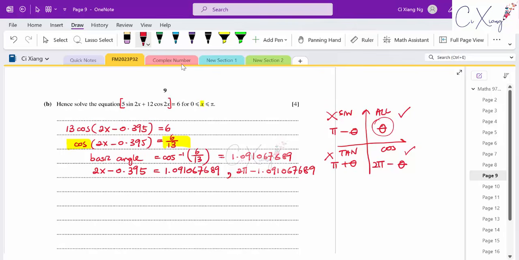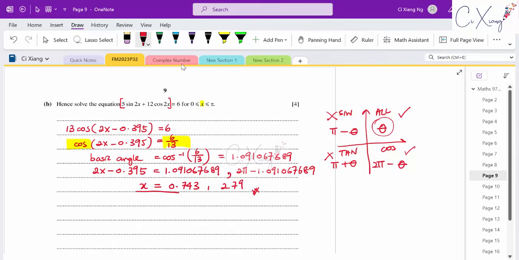And after that, to get the value for x, for every single value here, what we need to do is I remove the 0.395, so it becomes plus, and then for every answer here, I divide it by 2. If we try to simplify this answer, basically what I get is 0.743 and also 2.79, correct to 3 significant figures.